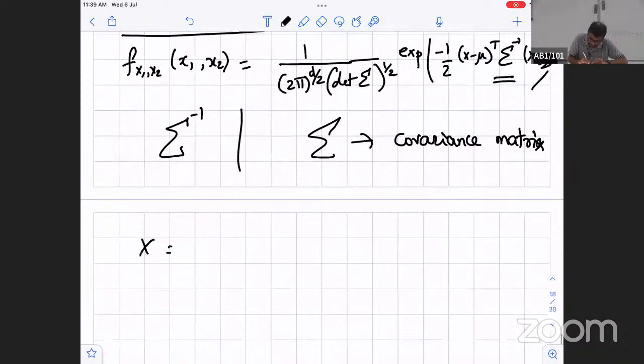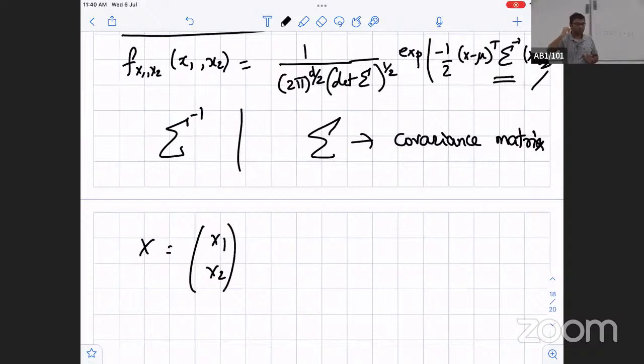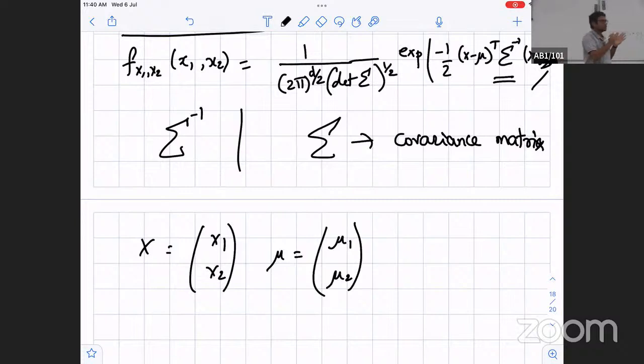x is a vector, x1, x2, which has height and weight, for example. Mu is the vector of the average height and average weight, so this is like the center of mass where it is maximum. So mu1, mu2. Then x minus mu is a 2 cross 1 vector, and sigma is a 2 cross 2 matrix. x minus mu is a 2 cross 1 vector. So x minus mu transpose.